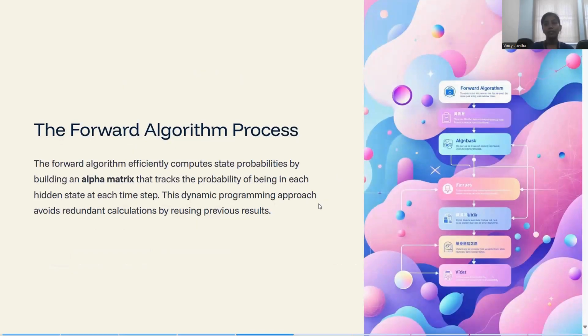The first process within this HMM is the forward algorithm. The forward algorithm efficiently computes state probabilities by building an alpha matrix that tracks the probability of being in each hidden state at each time step. This dynamic programming approach avoids redundant calculations by using previous results for the next set of computations.